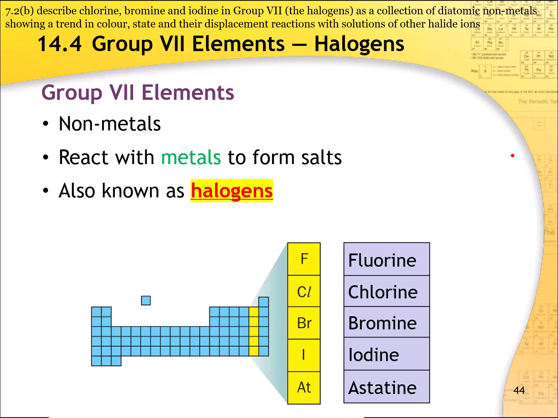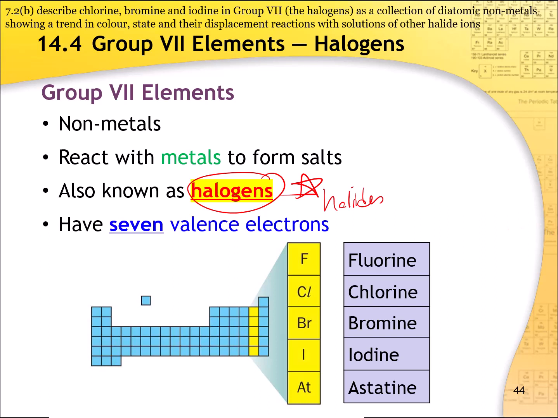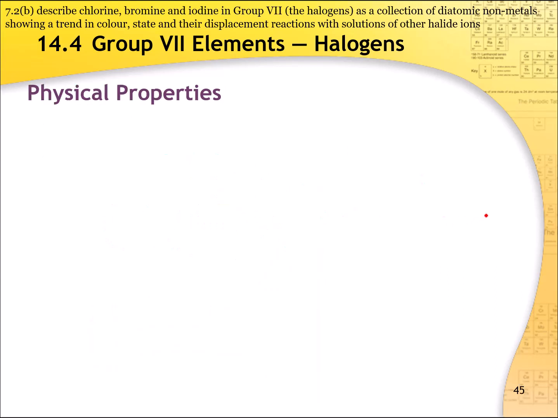And they are known as halogens. Very important to remember, the name is halogens. Halogens are the elements. Once they form ions, they are called halides. The ion is called a halide, H-A-L-I-D-E-S, halides. So they have 7 valence electrons. And 7 valence electrons means they must be in group 7.